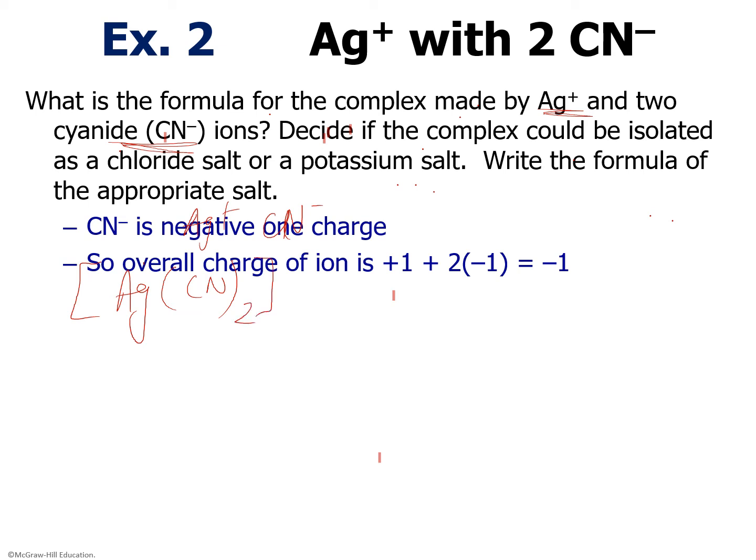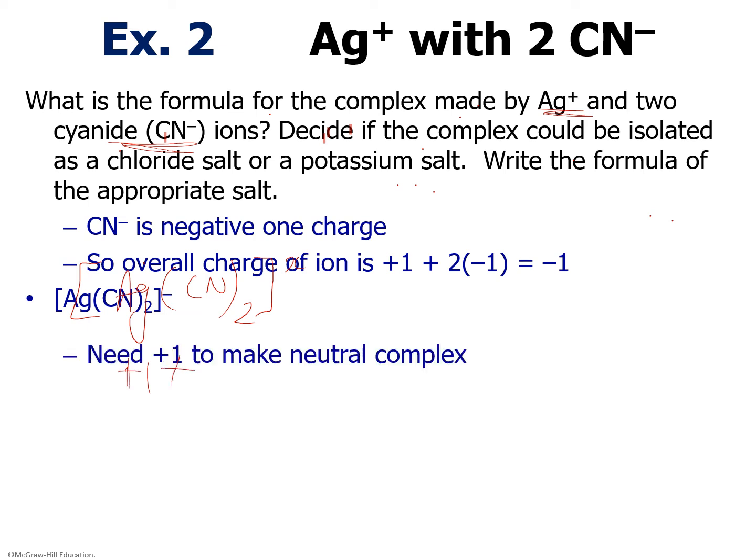So that is my complex, but now I don't know what is the charge when I put these together. So I have to now identify what is the charge of my complex ion, right? So let's identify that. So what is Ag? Ag, there's only one, which means this is plus 1. The question tells us it's Ag plus.